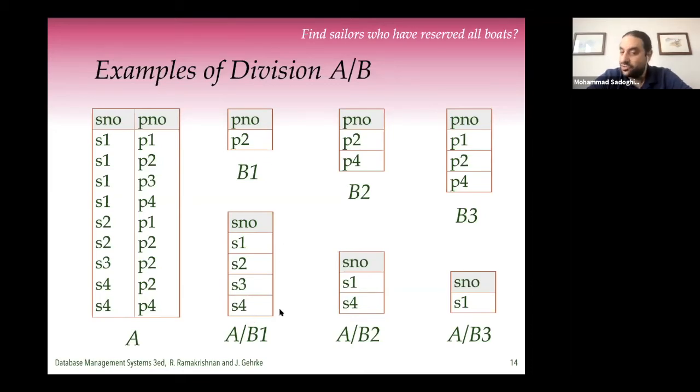Then I can do some projection, and I could potentially get this relation out. So if I were to simply do an equality join and a projection on it, it will work for this particular instance. Does that make sense?